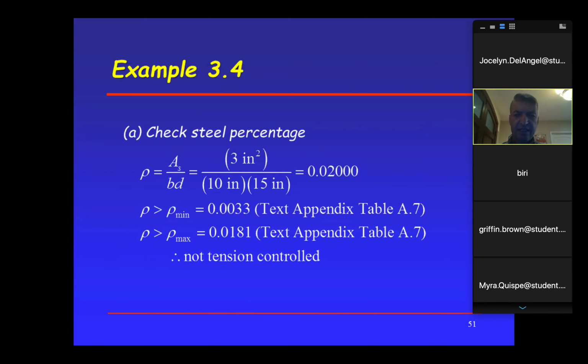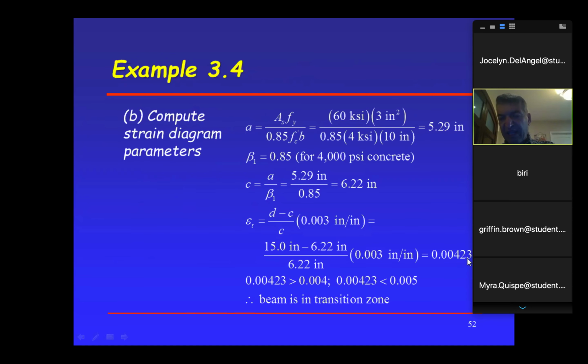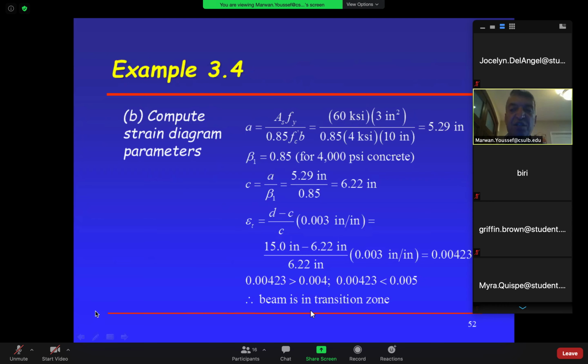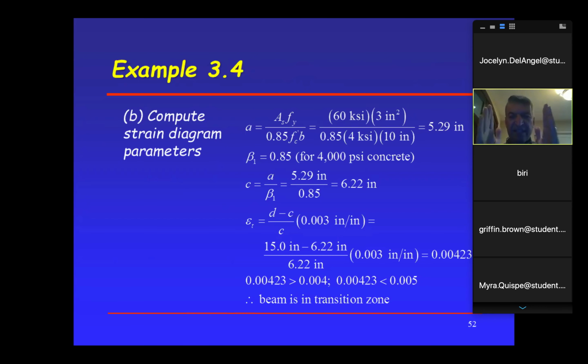All right. So 0.00423 is between 0.004 and 0.005. Look at this, 0.00423 is greater than 0.004, okay, and less than 0.005. Therefore, the beam is in the transition zone between those two. It's okay to be in the transition zone.